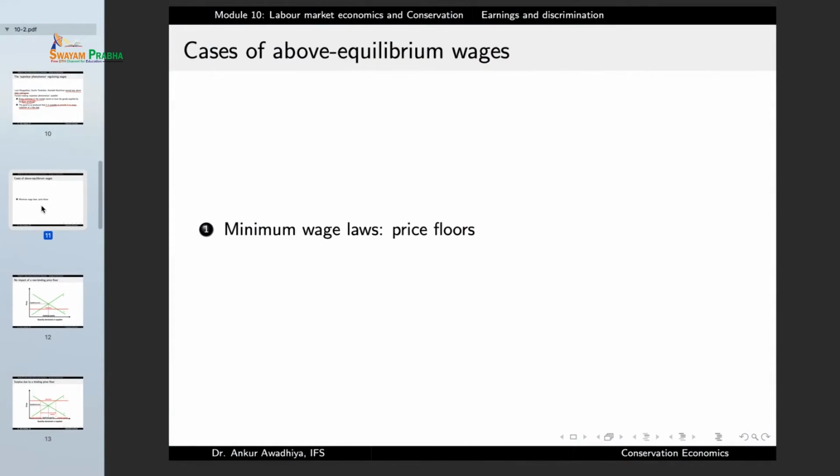Another modulating factor is the case of above equilibrium wages, say because of the minimum wage laws. So in this case, the government is influencing the wages that people will be getting. So the neoclassical theory was saying that people are getting wages that is equal to the value of their marginal product of labor. But the government may tinker with it, and the government may say that no, this is the minimum that you will have to pay these people.